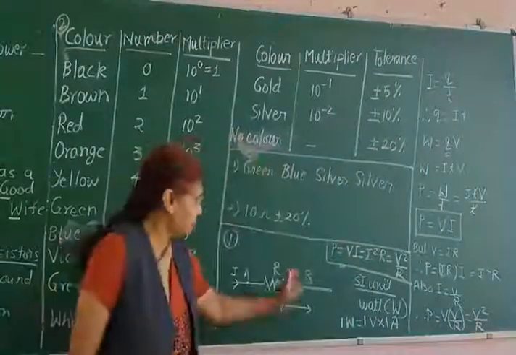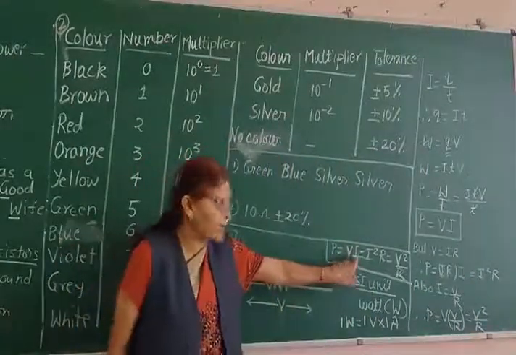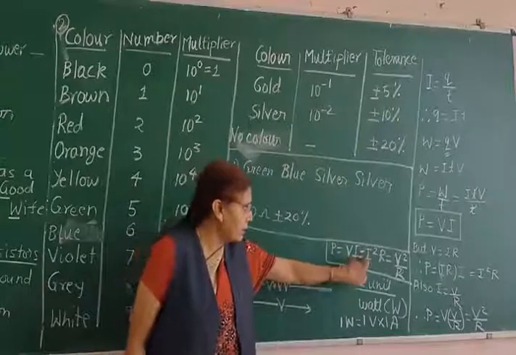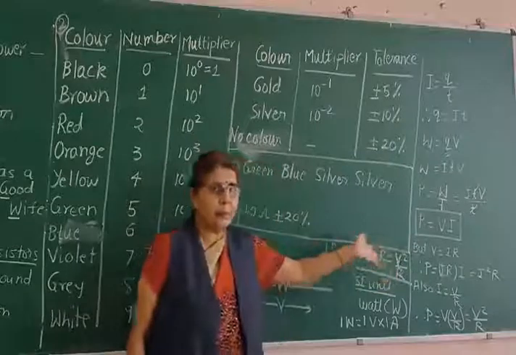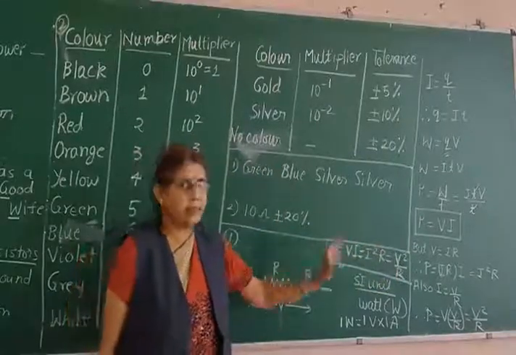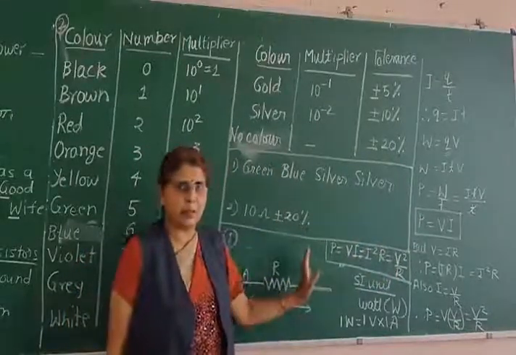Power P. One way is V into I. Second one is I square R. Third one is V square upon R. So depending upon the problem, you can use the value of power. So this is power.